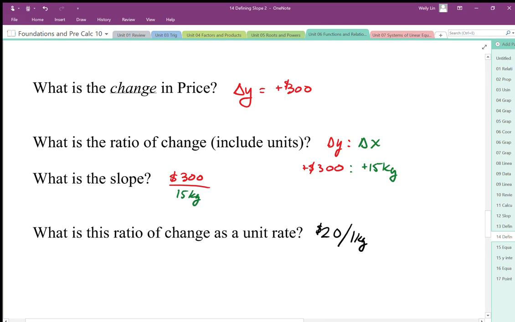Again, although I divided it and get one number, we have to always keep in mind that the one number ratio is always being compared to 1. So this is a ratio of 20 to 1.